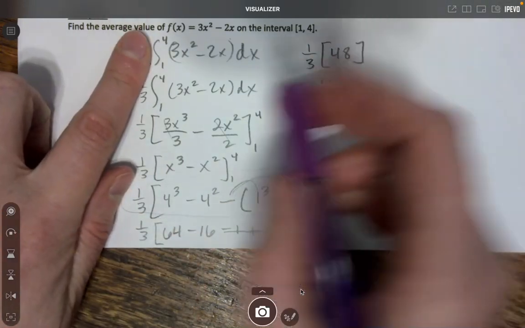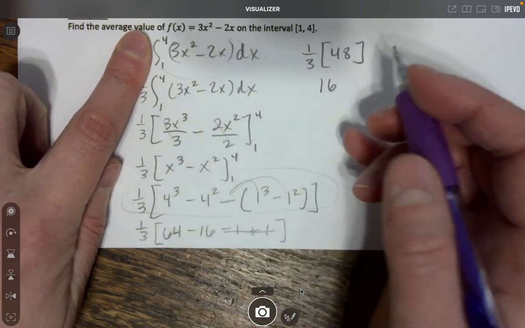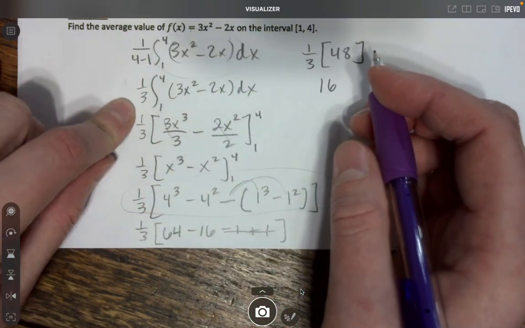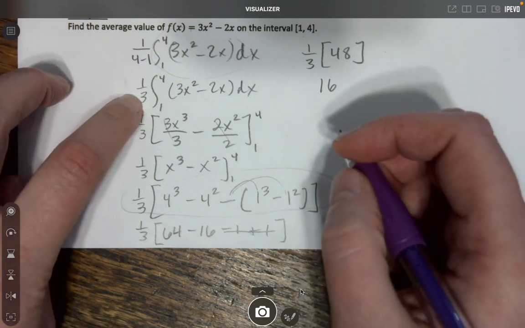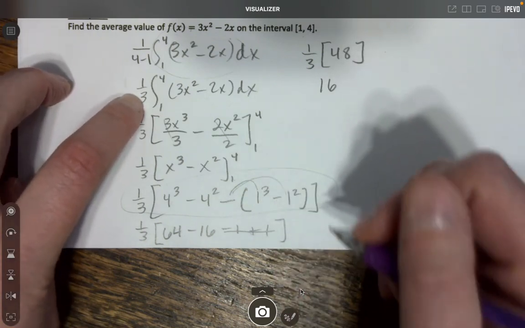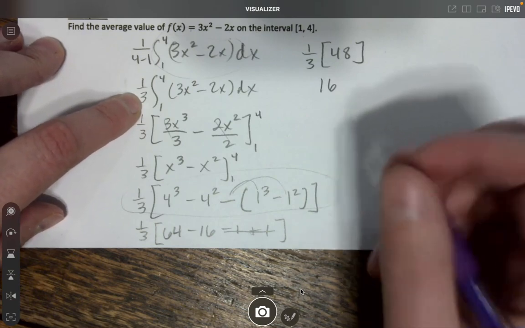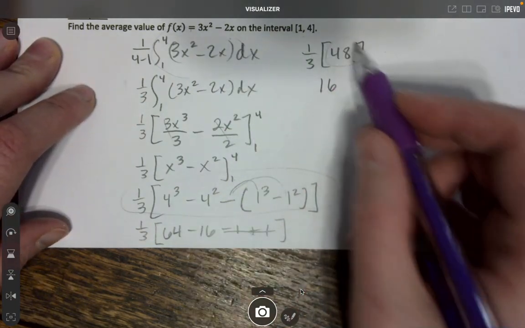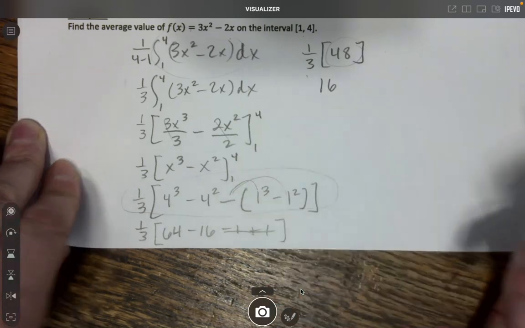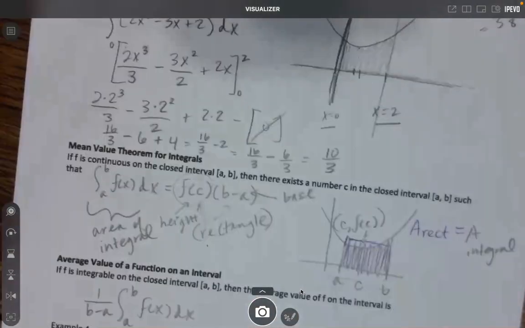So again, it's average because this is my area of the whole thing. And then my width is 3. So it's 3 wide. That's the base of my rectangle or the base of my shape. And so if I want to find an average, I'm dividing by how wide it is. So I'm taking this value, 48, and I'm dividing it by 3 because that's how wide it is. So that's how we get that average value formula.